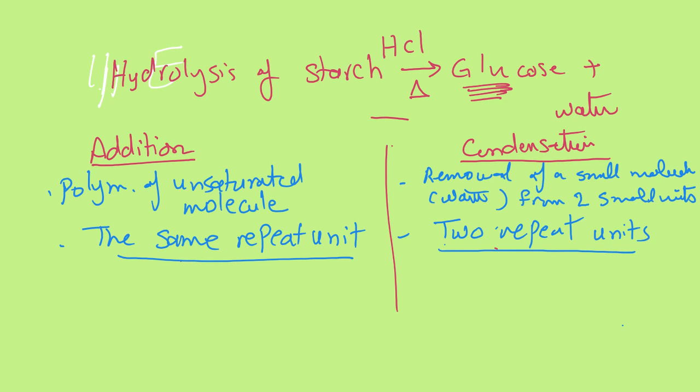Polyamide is made of what? Polyamide is made of dicarboxylic acid and diamine, so two repeat units. Polyester is made of what? Dicarboxylic acid and diol. So the repeat unit has two molecules. But in addition polymerization, the repeat unit has just one molecule. And here is just one product, but here it gives two products: one main product and one byproduct.